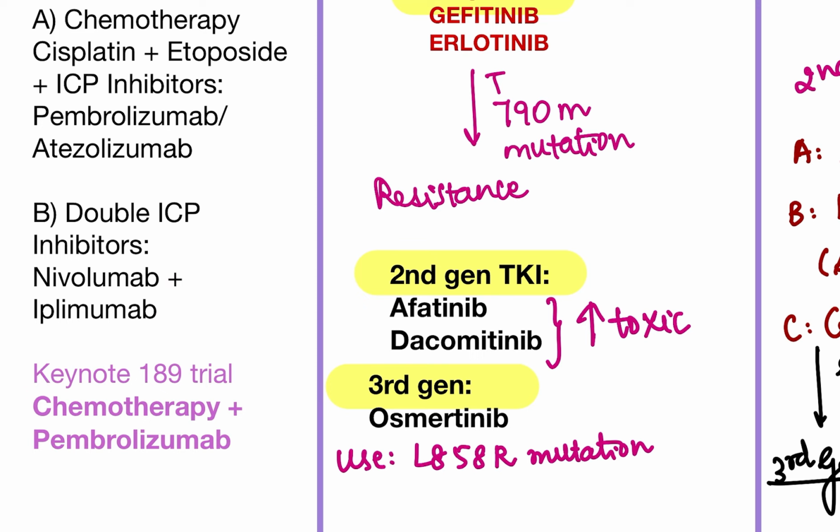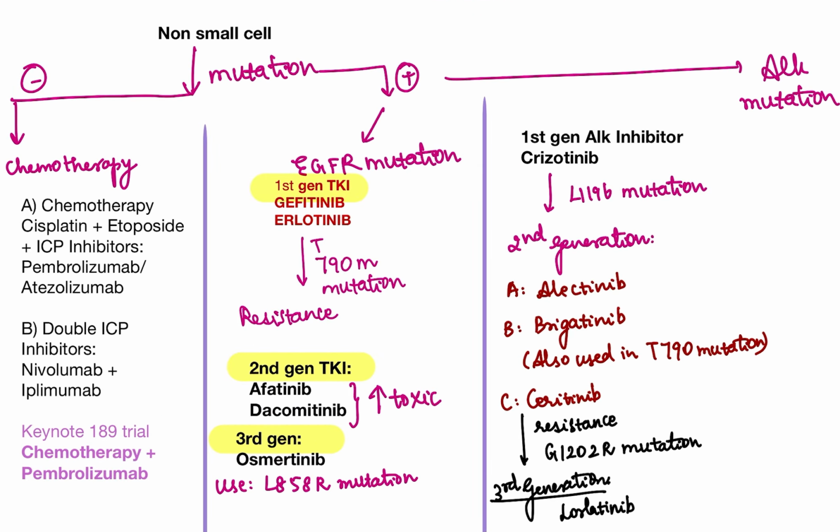Keynote 189 trial, you have to give chemo. What this trial says is you have to give chemo plus pembrolizumab. So this is the regimen that you follow if there is no mutation. So for non-small cell lung cancer, if there is no mutation, you have to give chemo. This chemo includes cisplatin plus etoposide plus immune checkpoint inhibitors like pembrolizumab or atezolizumab. This is one regimen. You can also give double immune checkpoint inhibitors like nivolumab, ipilimumab. Keynote 189 trial says you have to give chemo plus pembrolizumab.